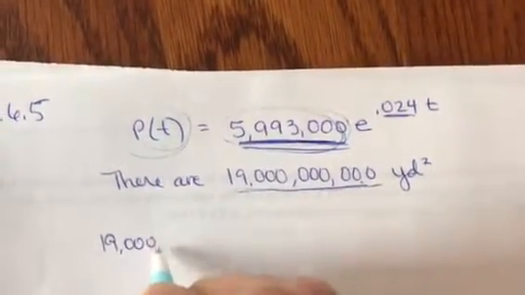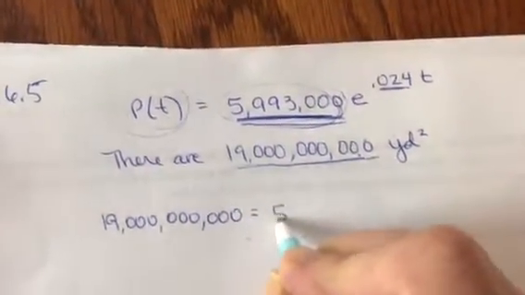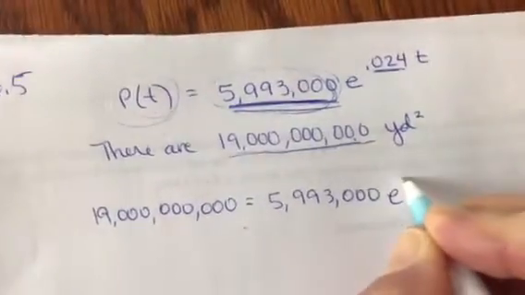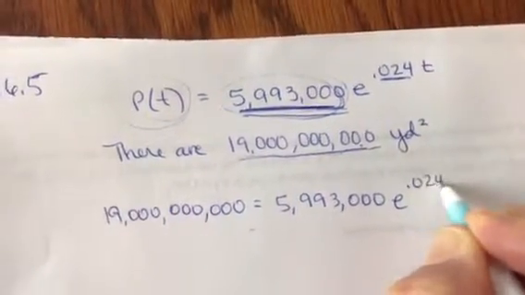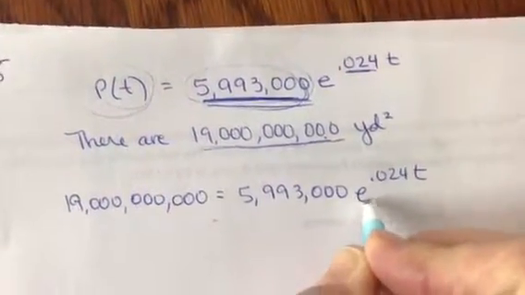19, what is that, billion? 1, 2, 3. And that's going to equal 5,993,000. Okay, so this is what your equation looks like right here. Remember, when you solve this, you want to get the e by itself.